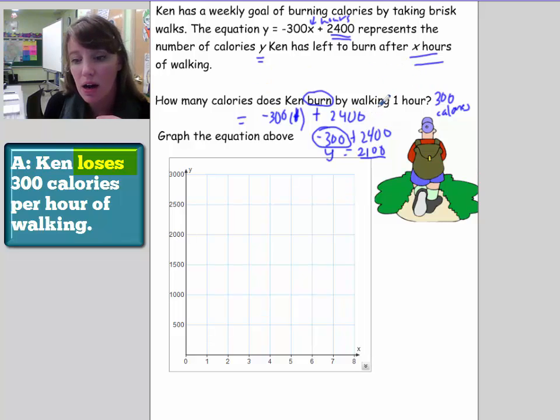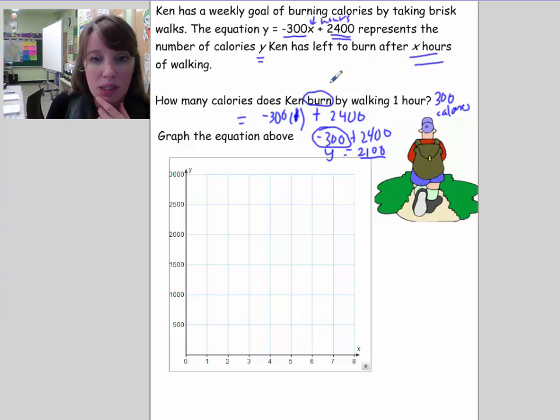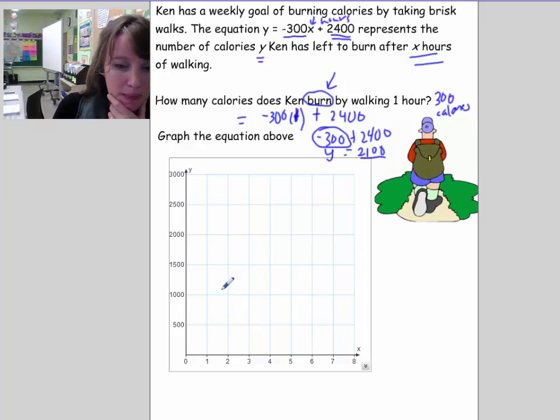The sign of the slope is often indicated by some word in the word problem, like burn. Okay, how many calories does he burn? That means he's losing calories. Okay, I can say that Ken burns 300 calories per hour. All right. And then we want to graph the equation.